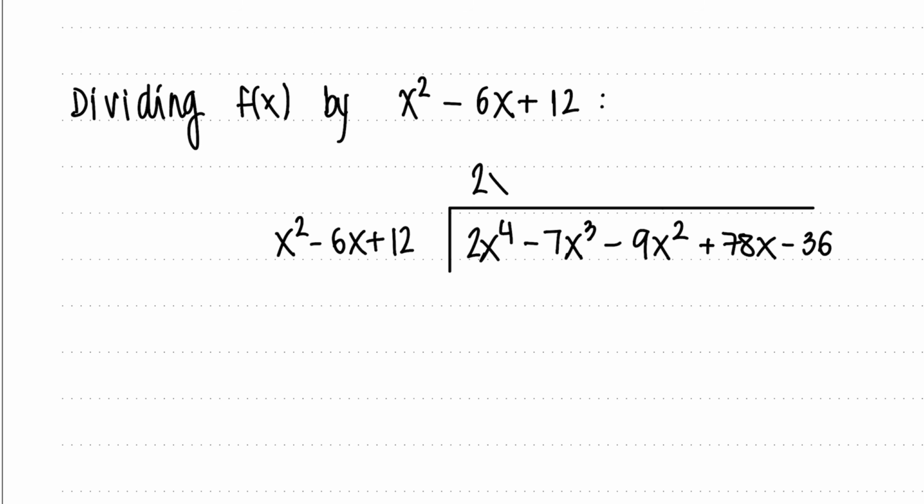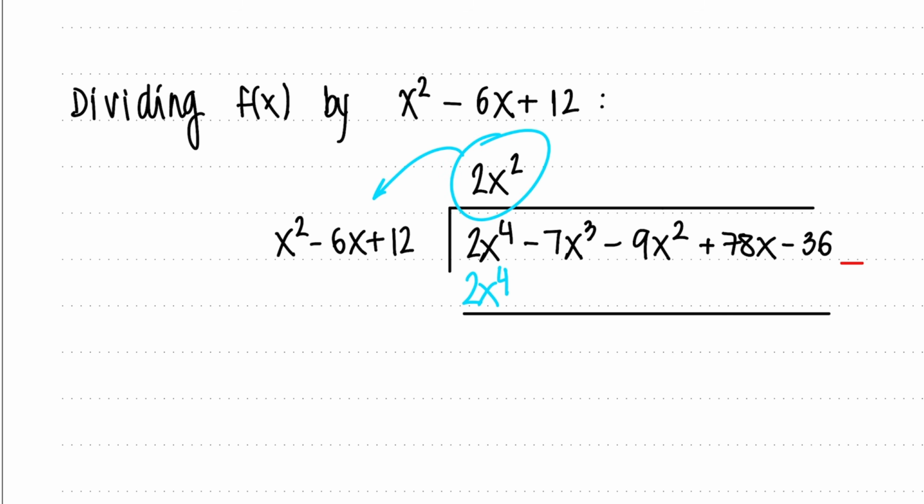We're going to have 2x squared, which is what we need to multiply this to get this. So our 2x to the 4th. By the way, if you're not familiar with long division, you should be. This is a very important skill to have in this curriculum. And we continue the multiplications by negative 6x and positive 12. So negative 12x cubed plus 24x squared.